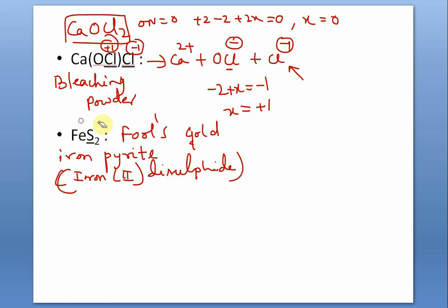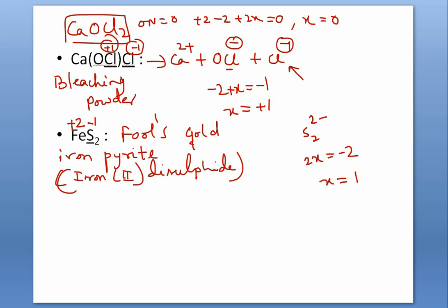But a prior knowledge is required. You may ask me how? It's because I am saying. You learn from your teachers, from book, and enrich your experience. This is iron 2 disulfide. So iron is in the +2 state and sulfur is in -1 state because S2, 2 minus. So 2X is equal to -2 and X is equal to -1. So sulfur is in the -1 state.